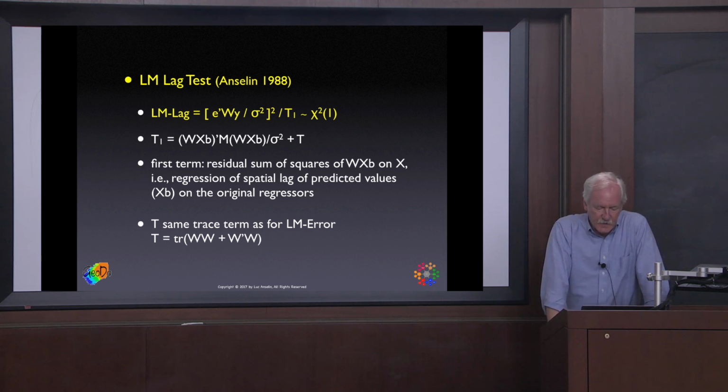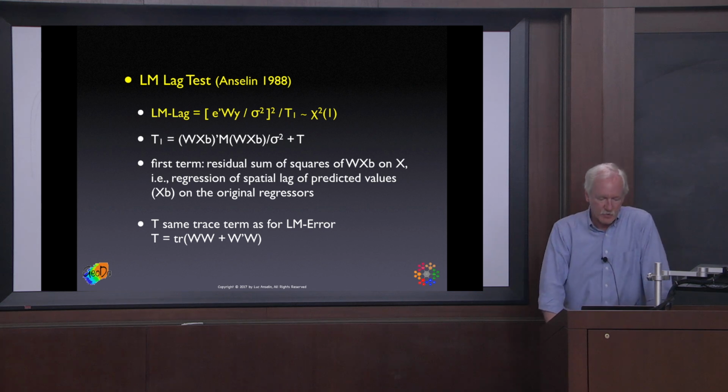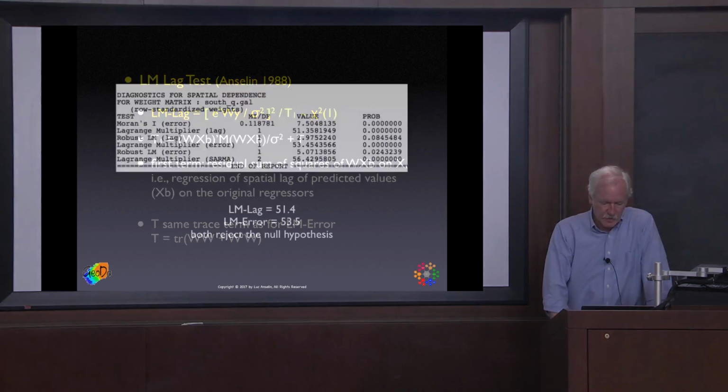Basically, this is the residual sum of squares of the spatially lagged predicted variables regressed on the original X regressors. So this all looks very complicated, but it's very easy to compute. So that's then an LM test.